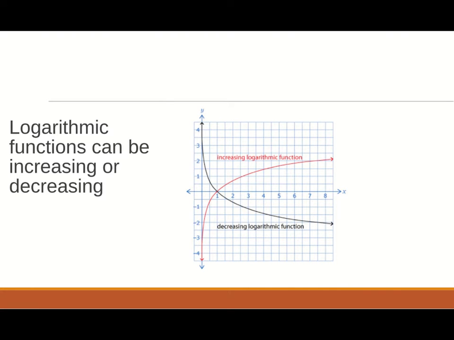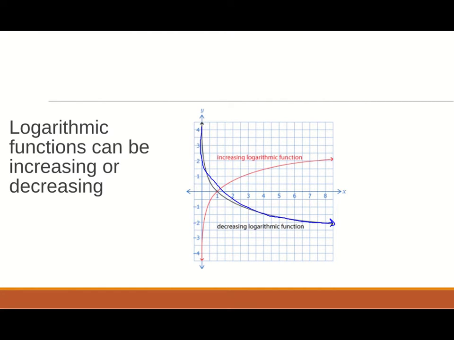So let's talk about increasing and decreasing logarithmic functions. We read our graphs left to right. So let's start with the black function, the black line. As we're reading left to right, we notice that it is decreasing as we read across. So it's a decreasing function.